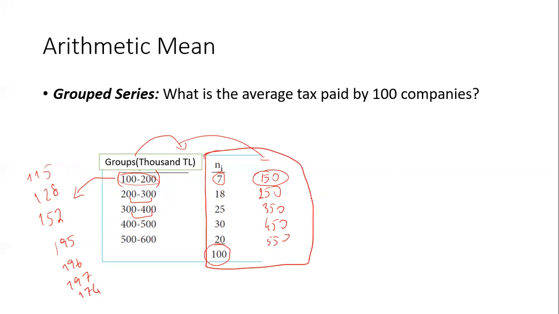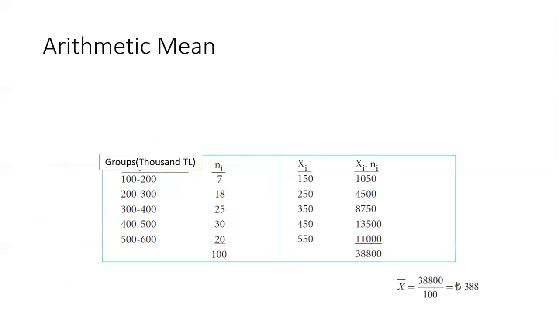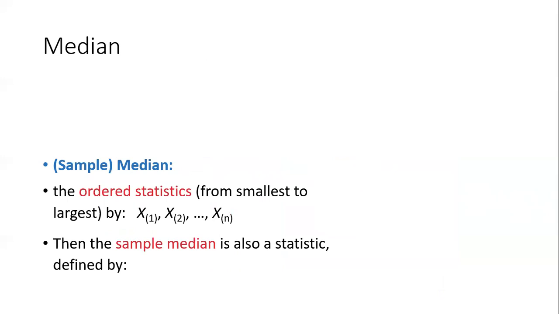Then calculate the average of this frequency series. See, these are the averages, and then multiply by 7 and divide by 100. Or as we did before, you can just write the proportions here. So this is 0.07, 0.18, 0.25, 0.30, and 0.20, okay, and multiply them with the corresponding xi values and sum them up to find the average, which is 388 Turkish liras. Okay, so let's stop here and we will continue in the next video.